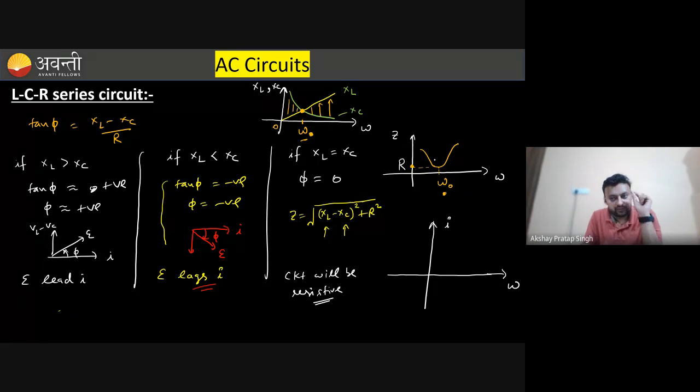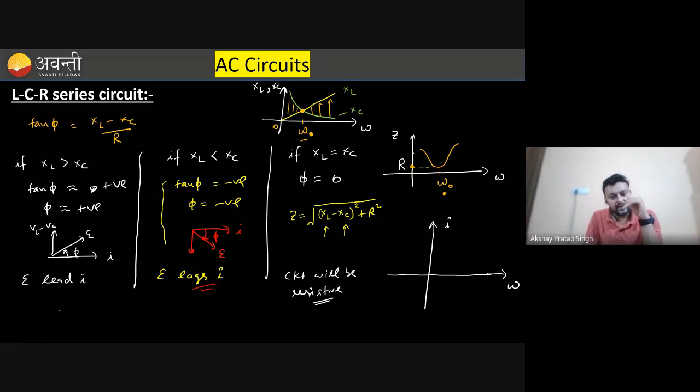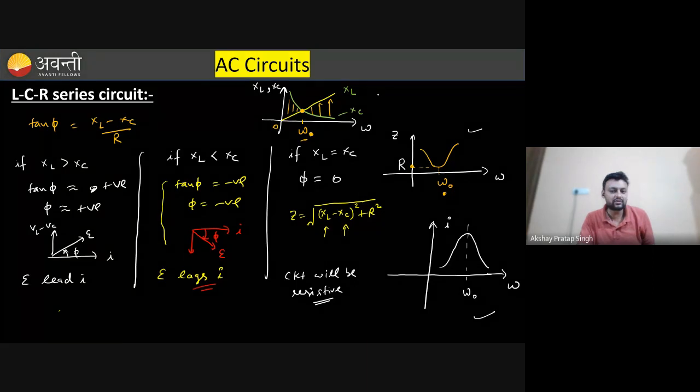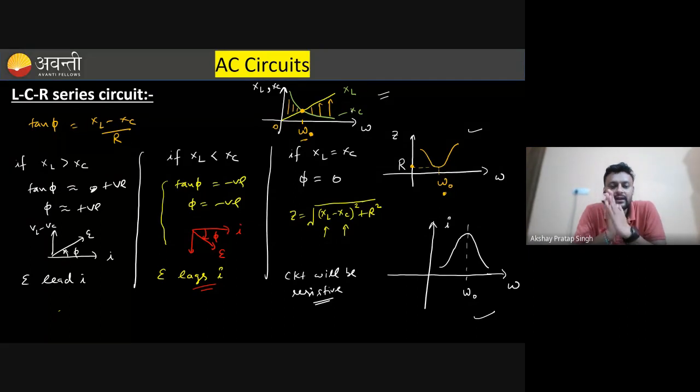Now, if impedance is varying this way, when impedance is decreasing, current will be increasing. So you can draw it something like that. And the maximum current will be at what point? Omega naught. So I have drawn three graphs: one for Z versus omega, one for I versus omega, and one for XL versus omega or XC versus omega. Is everything clear in your mind? It should be crystal clear.